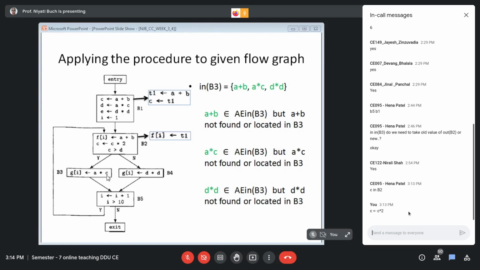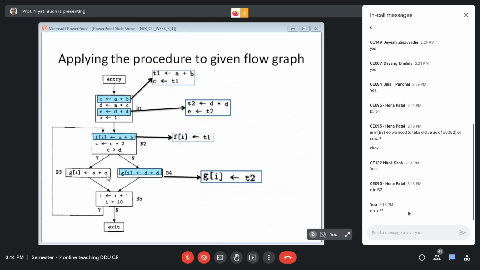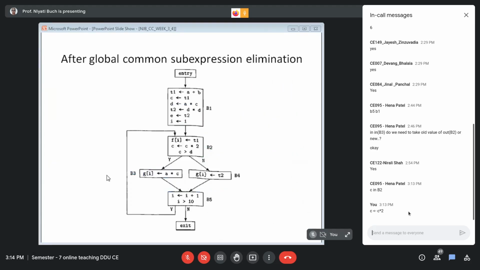Fine. Hannah and Priyank have answered, but I hope everybody in the meeting is getting this. So finally, with all these changes, once we have considered all the blocks, we have this final flow graph in which, locally as well as globally, all the common subexpressions have been eliminated. Getting this? Any questions?